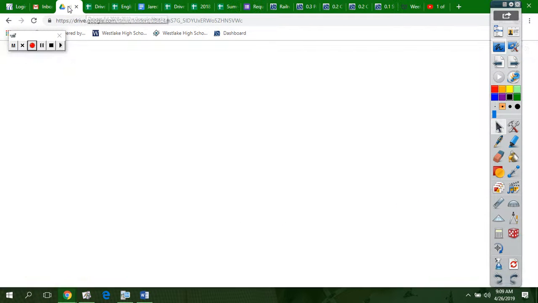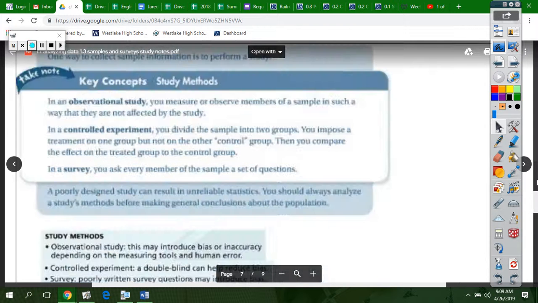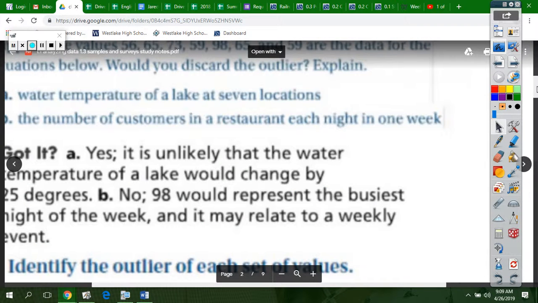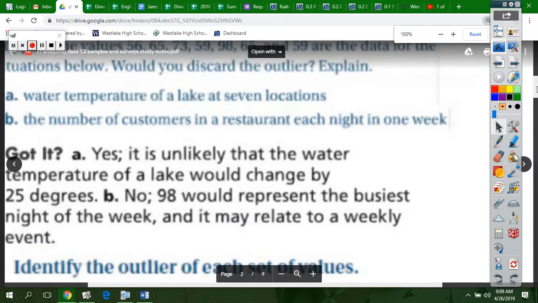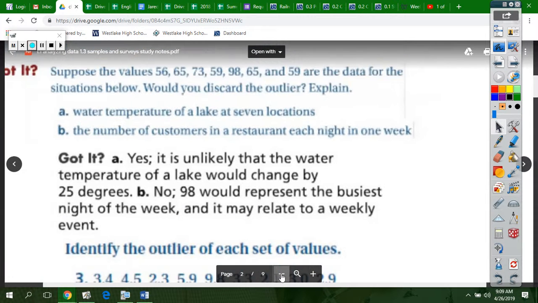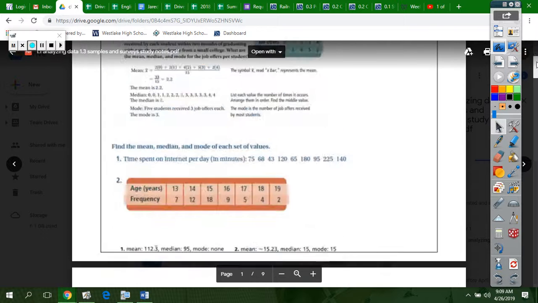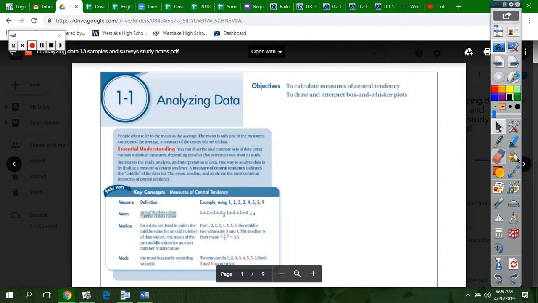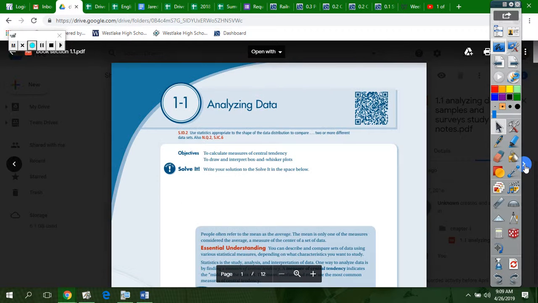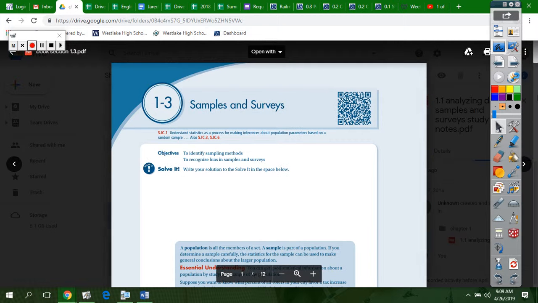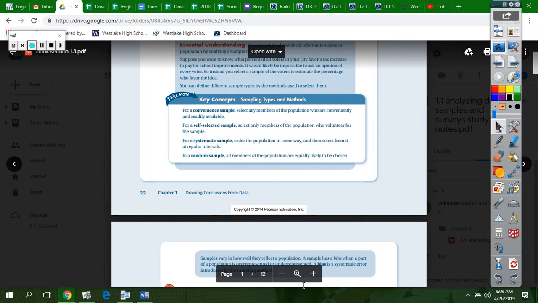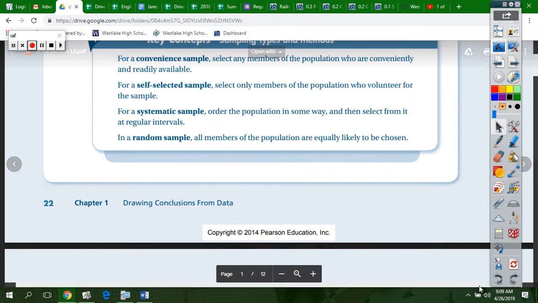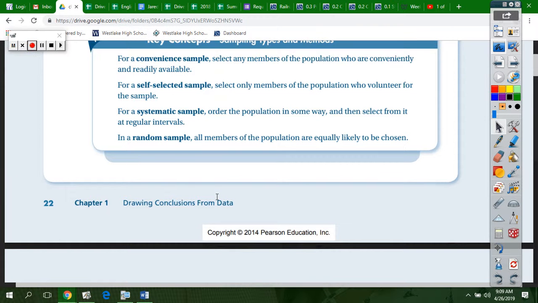Where are you at? There it is right there. We're going to start our notes off with some fun stuff. Okay. That's the one. So it's just easier to do this when I pop it up a little bit. You guys read the convenient sample, the self-selected sample, the systematic, and the random. I just didn't want to write them up there, but I can talk to you about them.